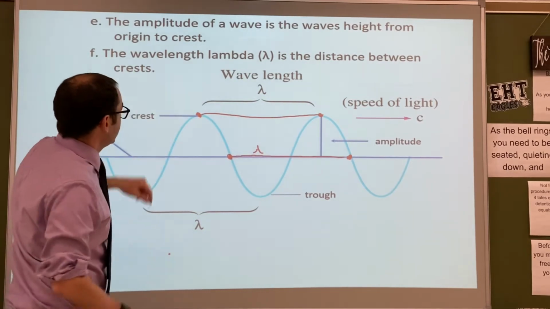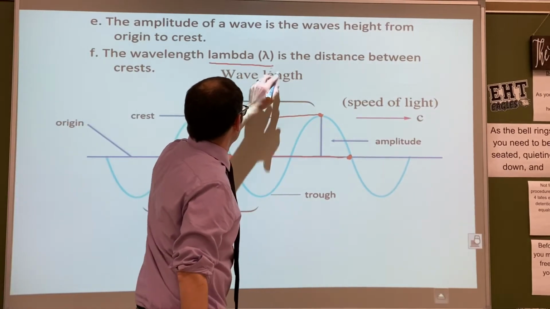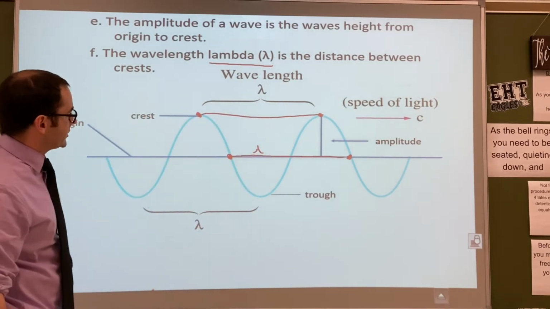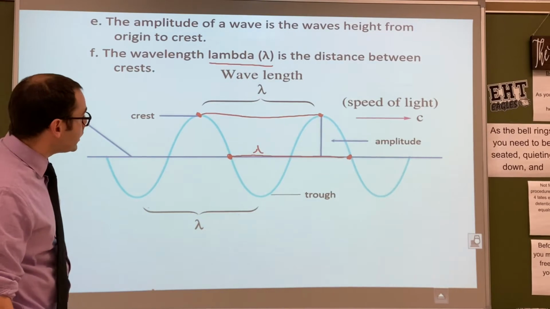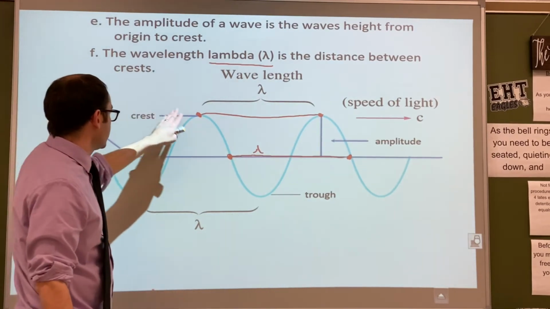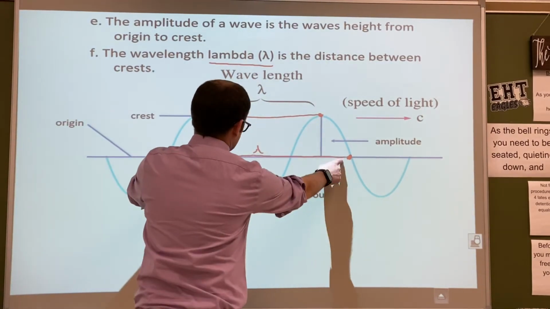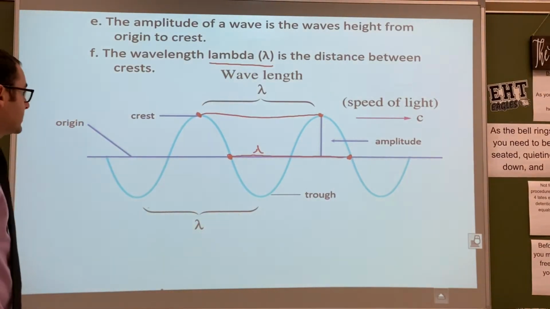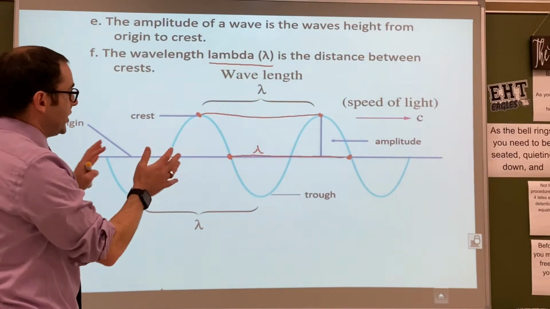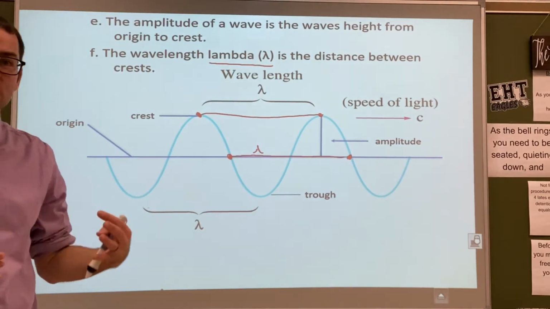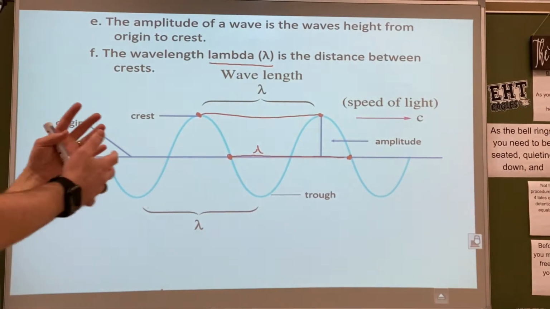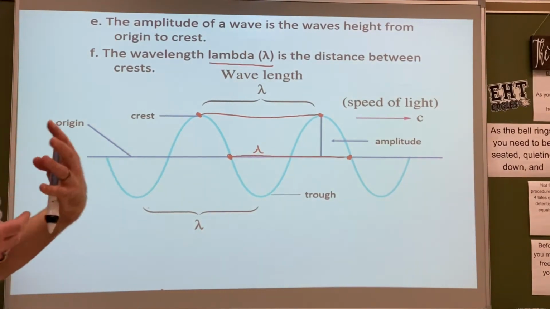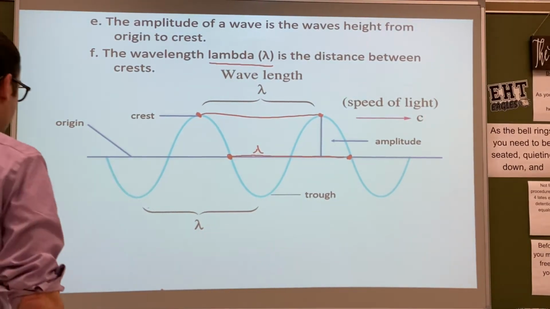So amplitude is from the origin to the crest. The wavelength, lambda is the symbol for it, all right? And it kind of looks like an upside down Y. And that's the distance between two crests, and it's the same as the distance between two of any other spots on there. It would be the same distance, all right? Because if you change the wavelength, you would change the light. If you change it and it's visible light, you would change the color. Or if it's something like gamma, you could change it into X-ray, like it would be different, all right?